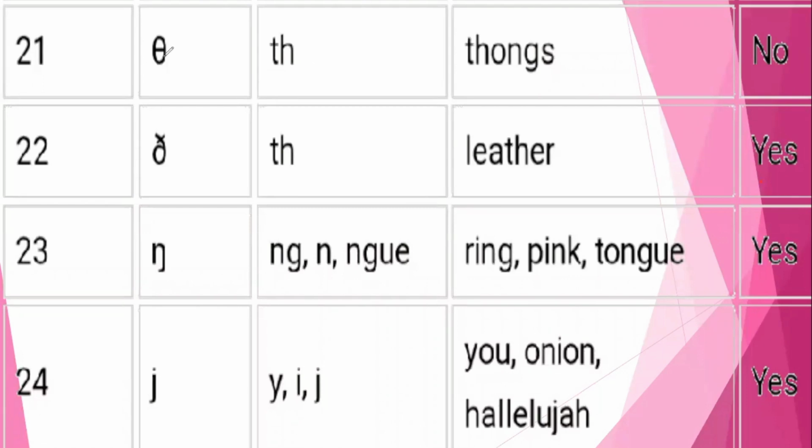So the 21st one, let's study the 21st IPA symbol. In mathematical language it is called theta, but in the international phonetic alphabet it is pronounced as th. For example, in tongues... It is not a voiced sound. That means it is a voiceless sound.